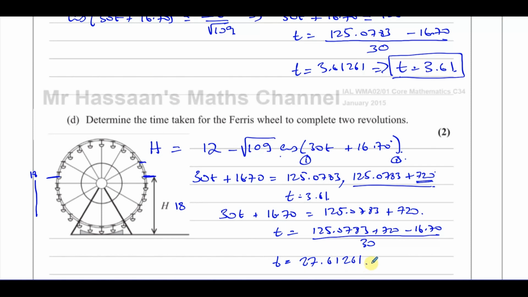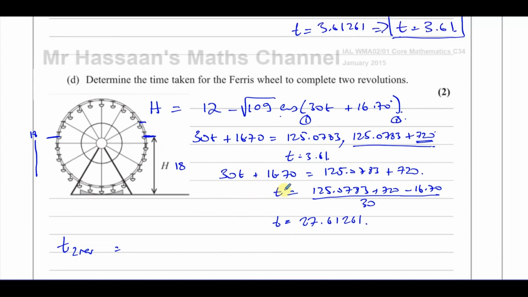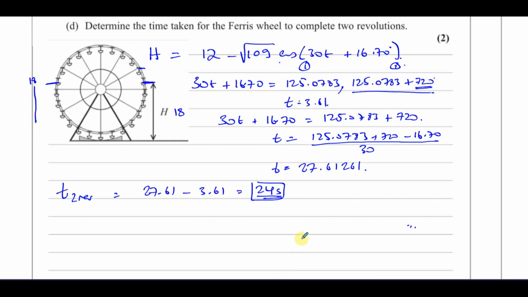27.61261. Okay, so what we can say here is the time for 2 revolutions is going to be this time here, which is 27.61261. So 27.61 minus 3.61, which is 24 seconds. Okay, so as I mentioned, this is the method that I would use to solve this equation, to answer part D.